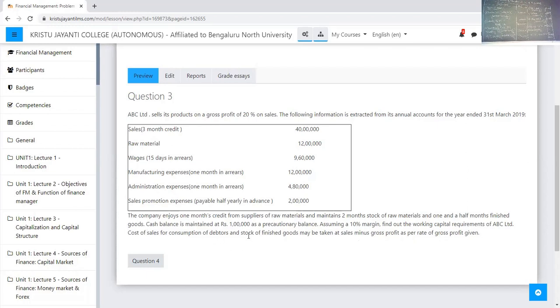Okay. And then the cash balance to be maintained is rupees 1 lakh as a precautionary balance. Assuming 10% margin, find out working capital requirement of ABC Limited. So we will try solving this. Give the heading: statement of estimated working capital of ABC Limited. As usual, first we will write all the current assets and then deduct the current liabilities.